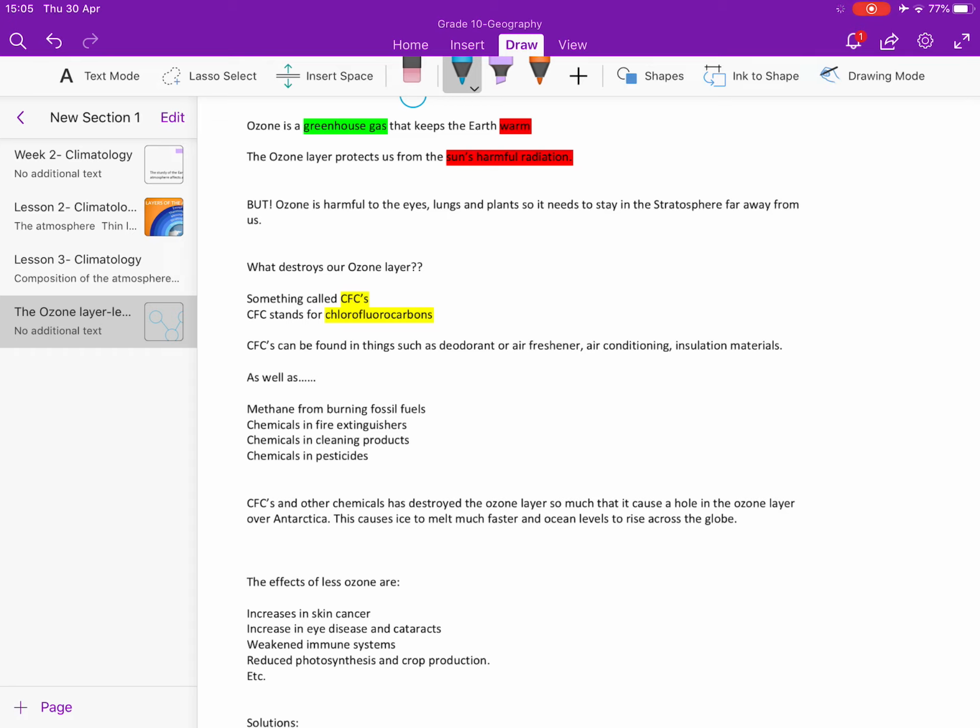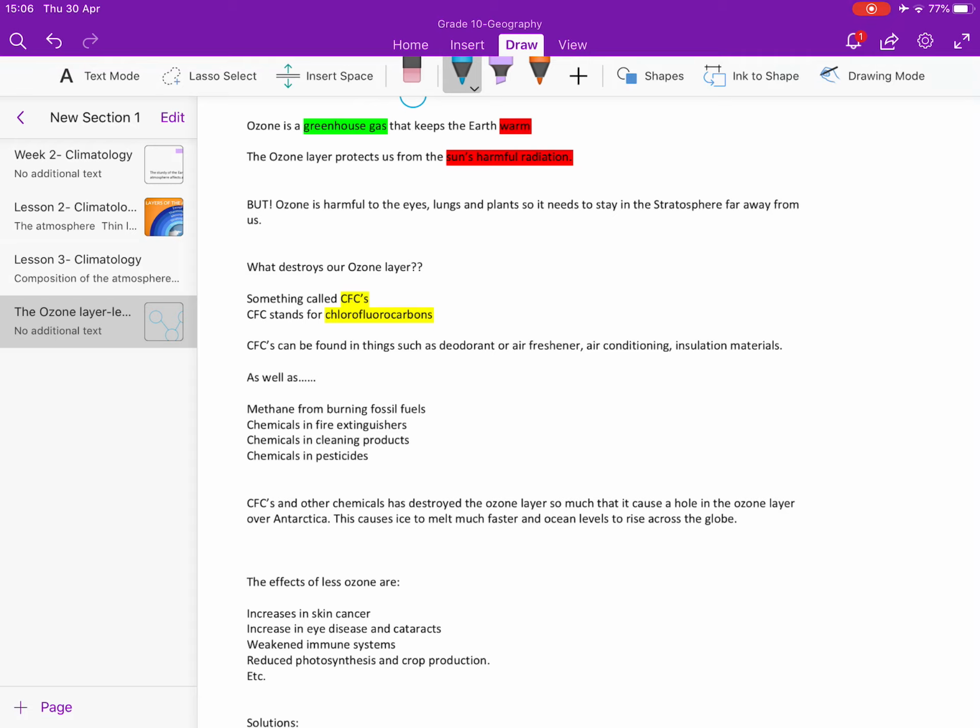So we are talking about the ozone now. The ozone molecule is a greenhouse gas that keeps the earth warm. So because the molecules are warming up because of absorbing the sun's energy, the ozone layer keeps the earth at the right temperature. So the ozone layer protects us from the sun's harmful radiation rays.